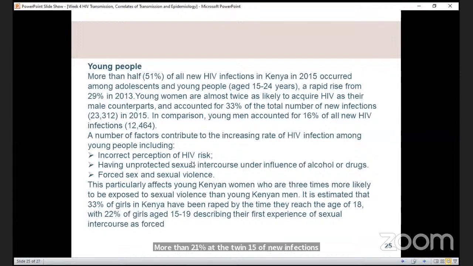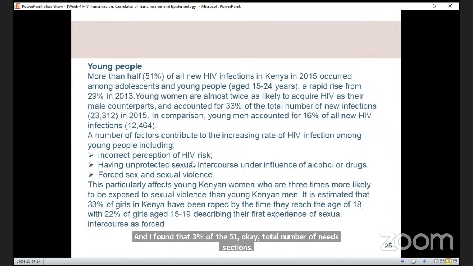Amongst these, those between the age of 15 to 24 were the highest, because there was a big rise from 2013 of 29%. And between that age of 15 to 24, the majority are young women, almost twice their male counterparts, and accounted for 33% of the 51%, the total number of new infections. Young men accounted for 16% of all new infections.